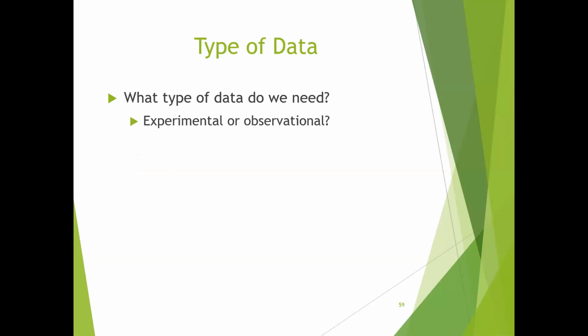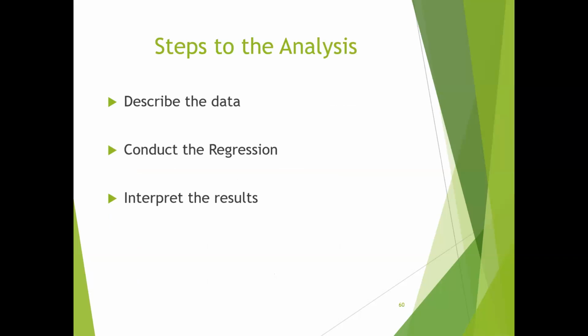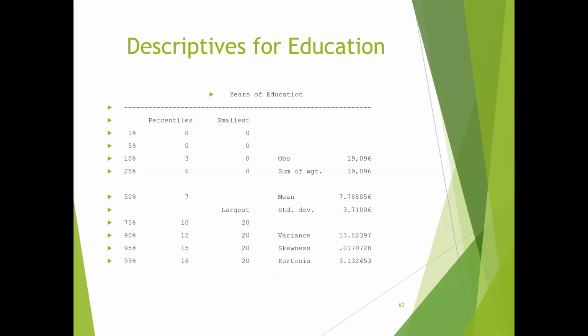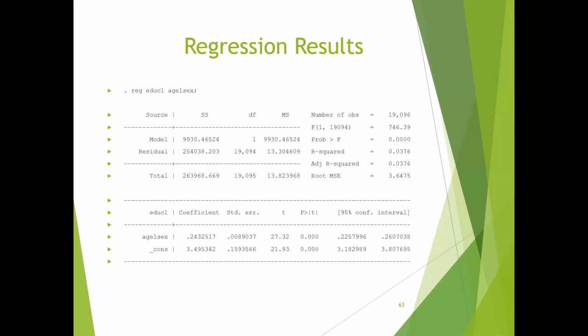So skipping slide number 59, I'm using the same data, and this is observational data. Skipping slide 60, moving quickly through, we're going to describe the data, conduct a regression, and then interpret the results. Slide 61 is just the description of age at first sex. You've already seen that. Slide number 62 is the distribution of education, with a similar kind of interpretation to age at first sex. I won't waste time with that. I want slide number 63.